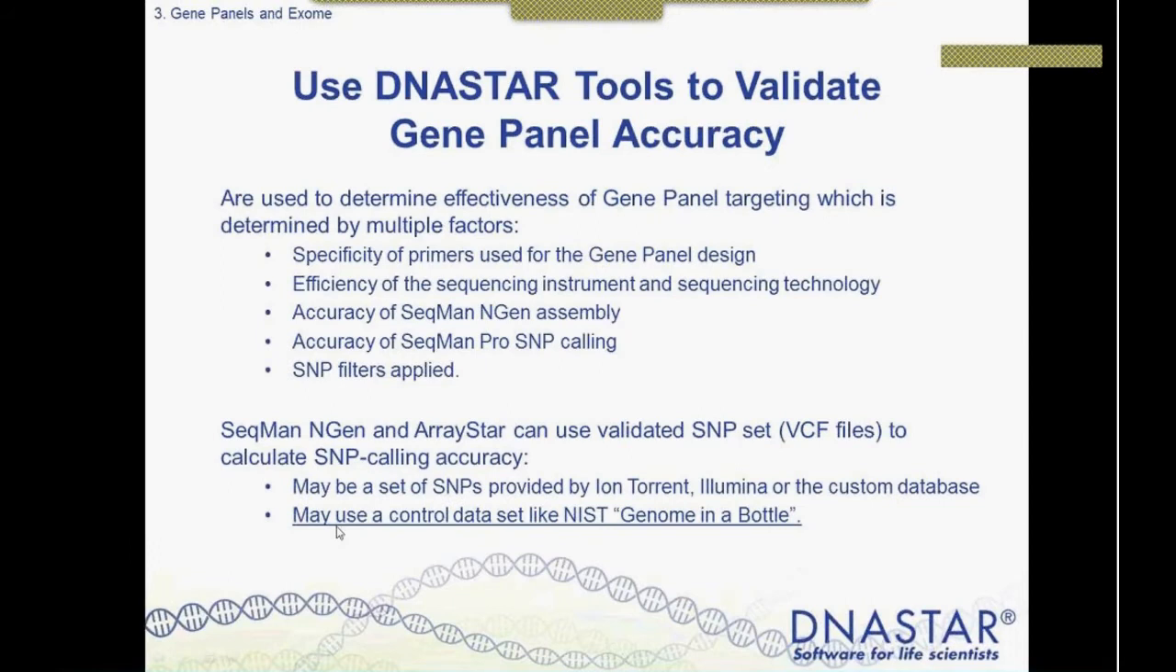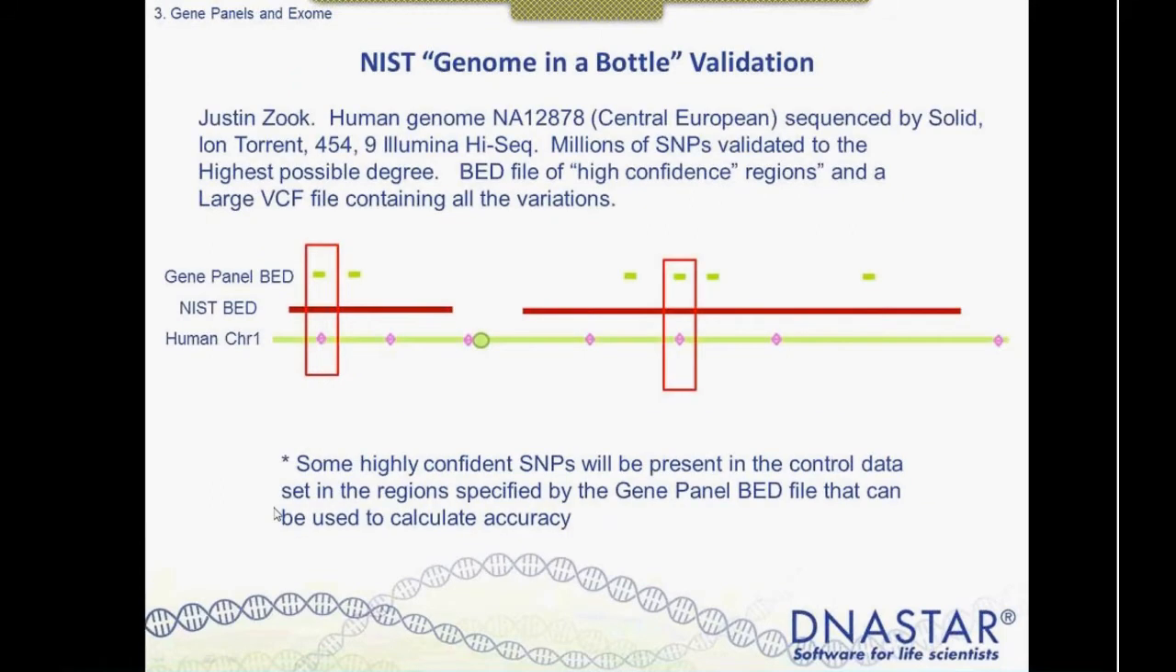So the tools that we have in DNASTAR can then be used, using these BED files and VCF files, and if you have a control data set, we can actually determine gene panel accuracy. And one of these data sets, and again, these are described on our website in more detail, is the Genome in a Bottle data set from NIST. And I'll talk about that in just a little bit here. And the author of this is Justin Zook.